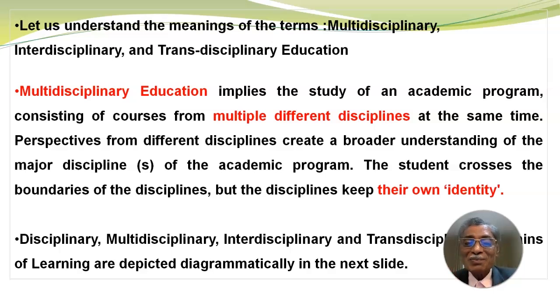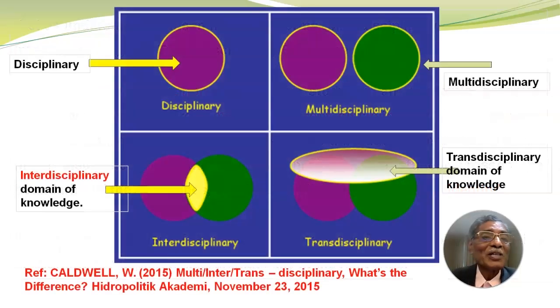Disciplinary, multidisciplinary, interdisciplinary, and transdisciplinary domains of learning are depicted diagrammatically in the next slide. You look here, a purple circle represents disciplinary, a single discipline programs. For example, certificate courses in C++, Java, web designing, and so on for employment.